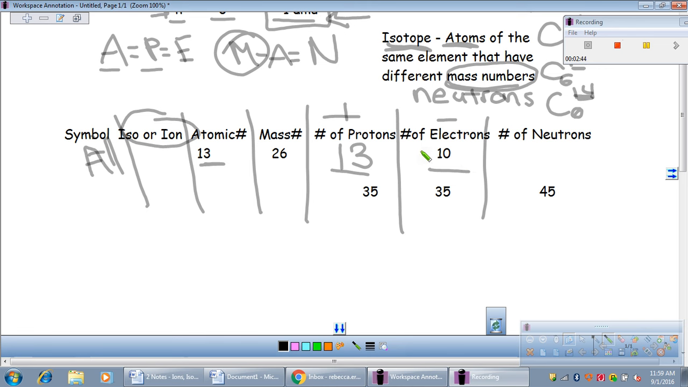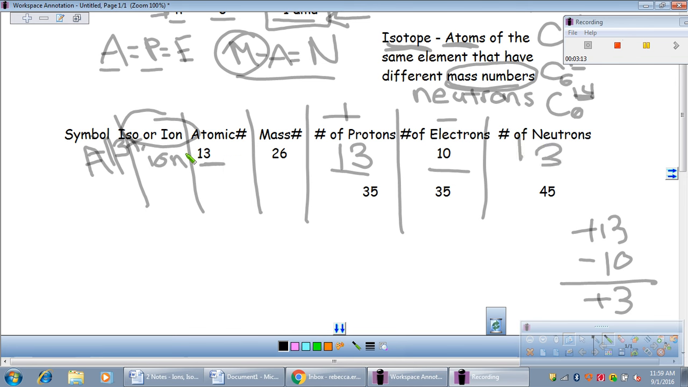Since these numbers are different, this is definitely an ion. And the leftover charge, so +13 minus 10 equals +3. So this charge of aluminum is +3. To figure out your neutrons, remember, ape man, it's the mass number minus the atomic number, so that's 13. So whenever you have an ion, you must write the symbol plus the charge next to it. That tells me you have an ion.